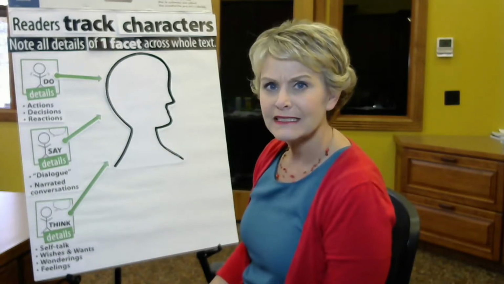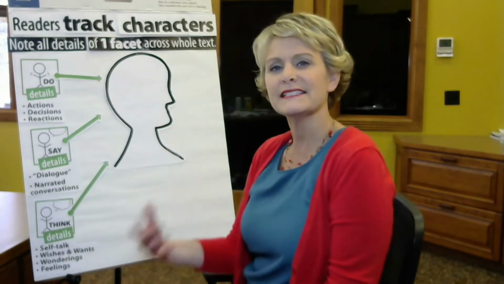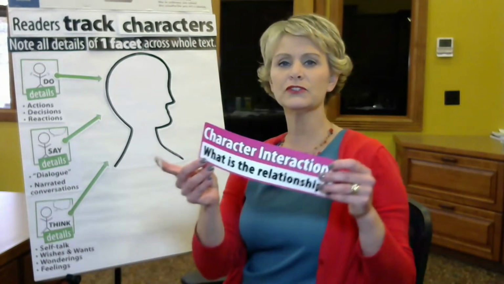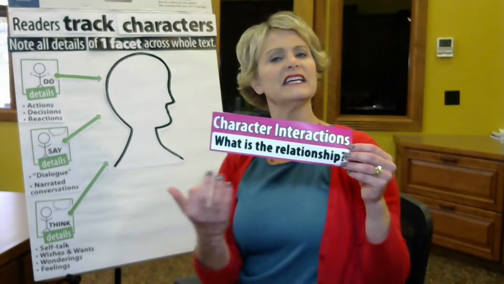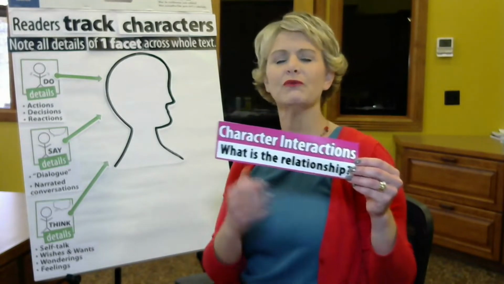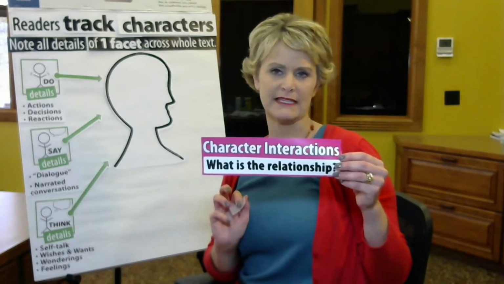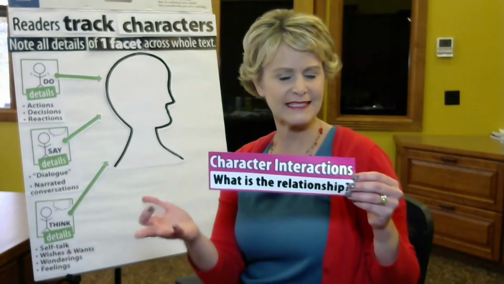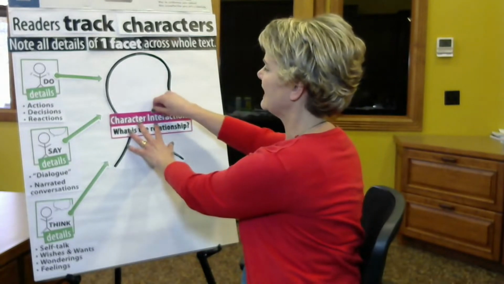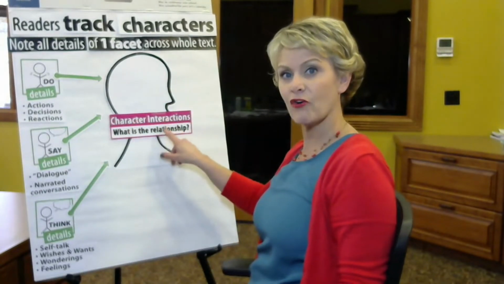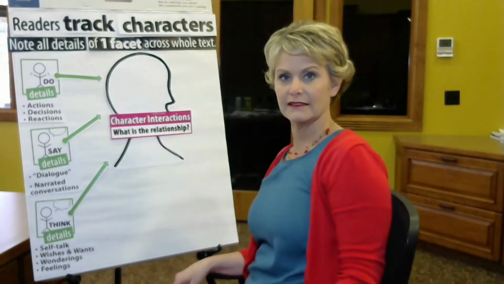As we collect those individual details, and we've learned how to do that, now we have to think about them. Now we have to think about them and make some decisions, draw some conclusions. And one of the conclusions authors expect that the reader will draw is that you can kind of figure out, so what's the relationship between these characters? How do they interact, and what's their relationship? So we're really trying to answer that question in this lesson.